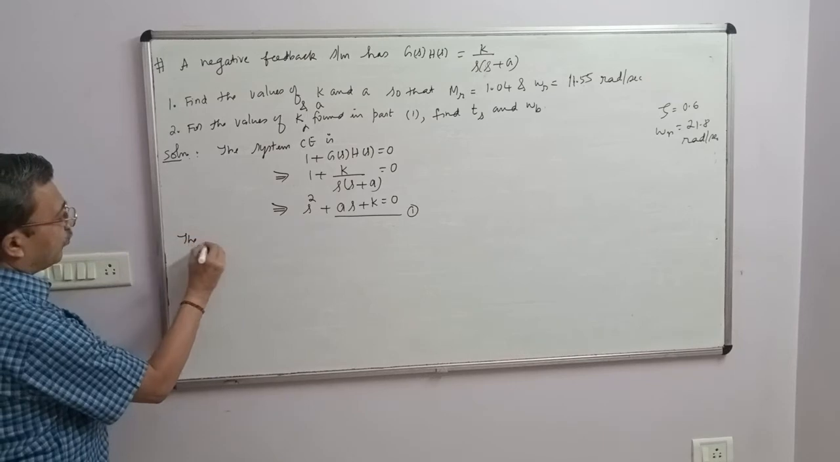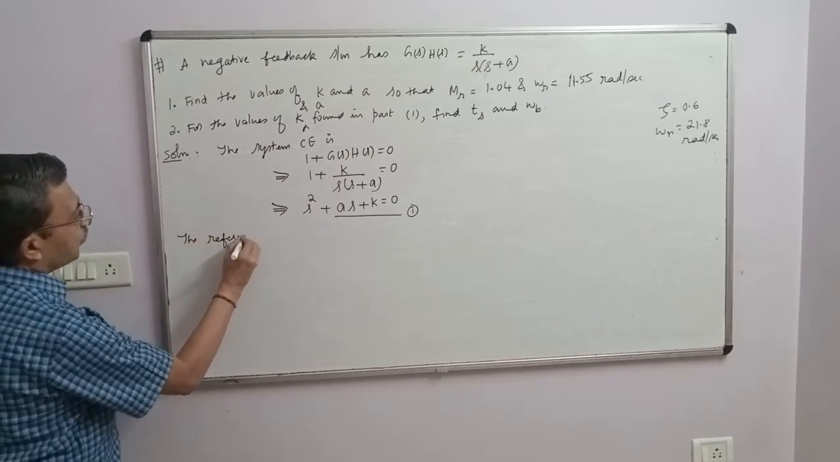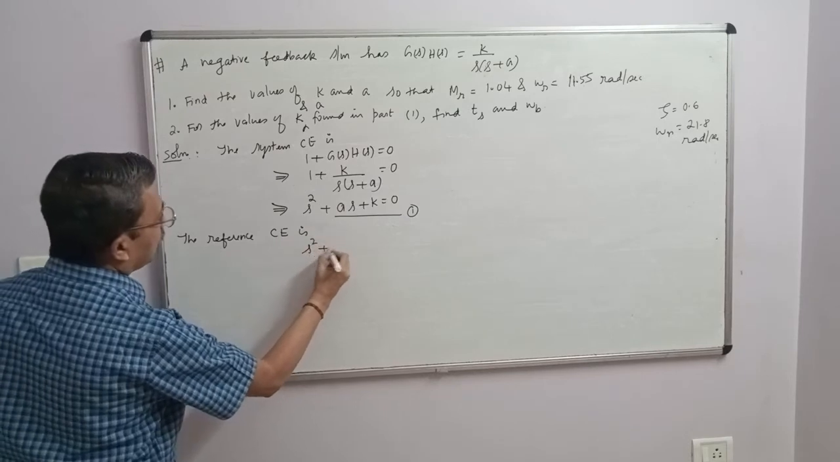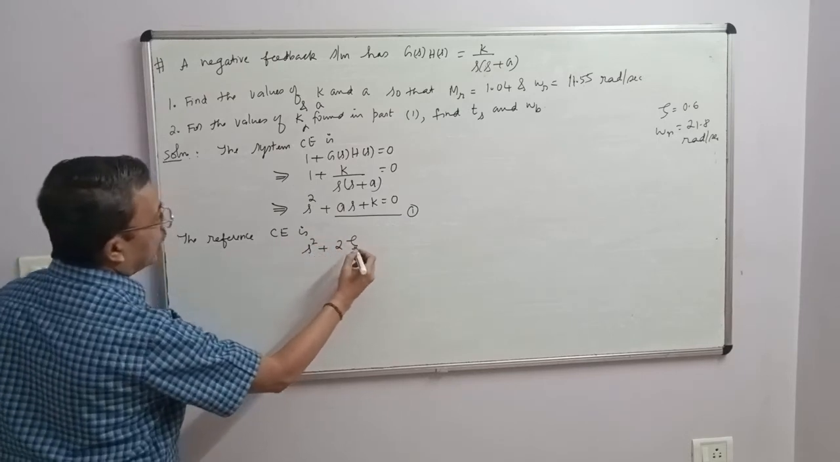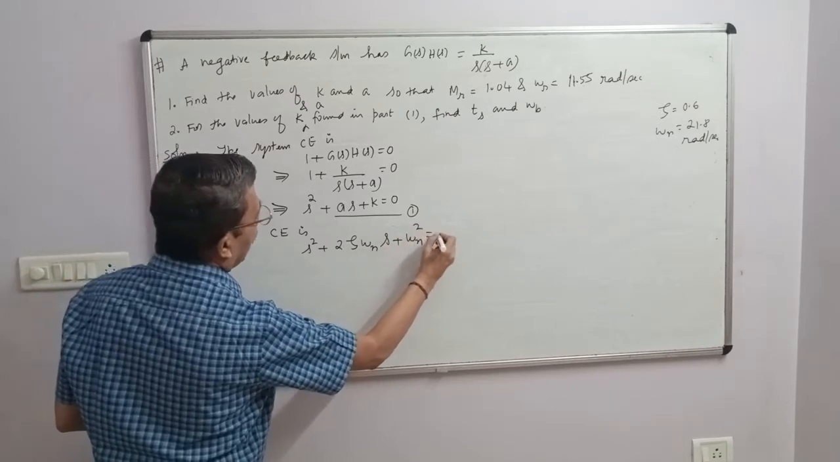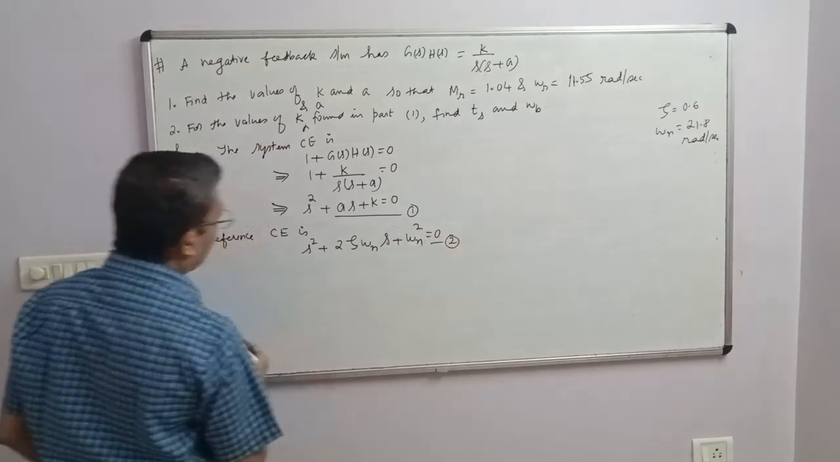The reference characteristic equation is s square plus 2 times zeta into omega n into s plus omega n square equal to 0. Equation 2.